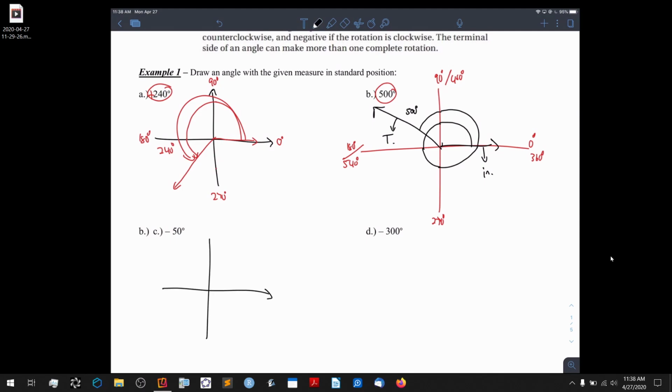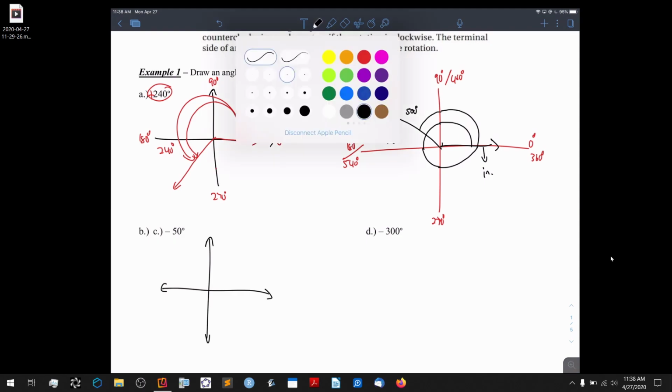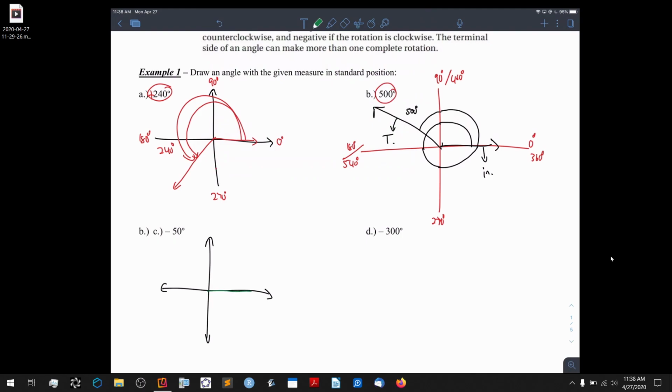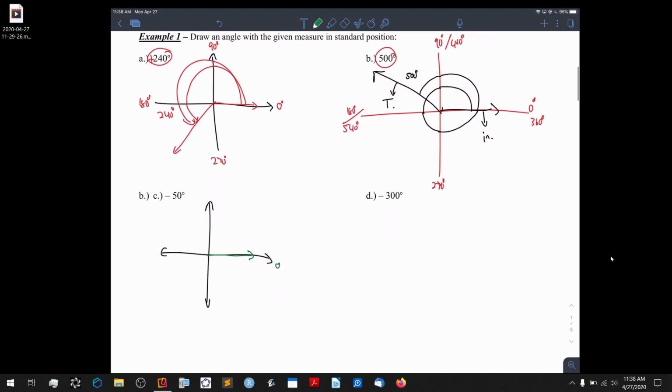All right. Here is my coordinate plane, and let me pick a different color. So my initial side would be here, and we're at 0 degrees right now, but if I'm going clockwise, then we get negative 90 over here, negative 180 over here, negative 270 over here, and negative 360 over here. So if I'm starting here and going clockwise, then I go just down here to negative 50 degrees.